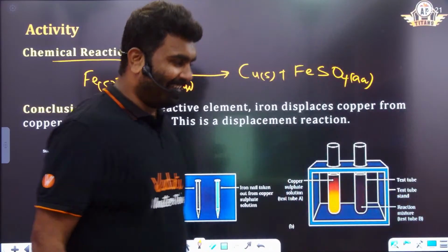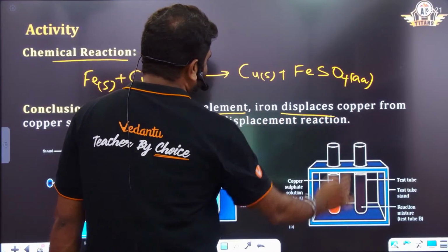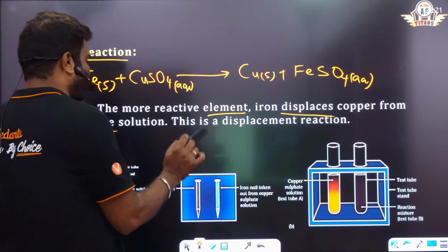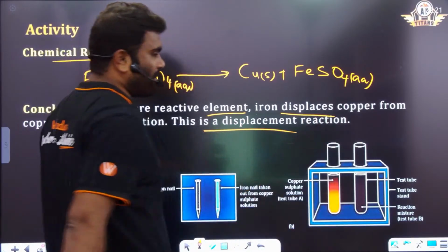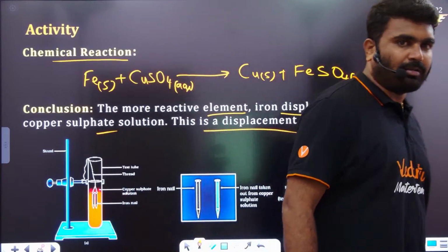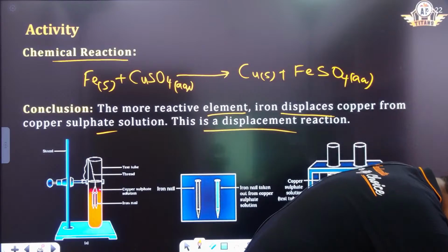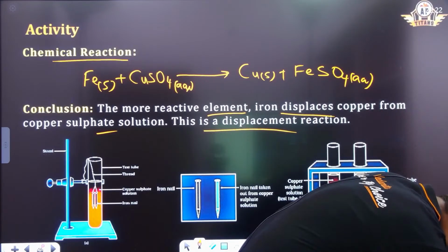Here the more reactive element, iron, displaces copper from the copper sulfate solution. So this is a displacement reaction. Aqueous means dissolved in water. We'll be moving to the next activity.